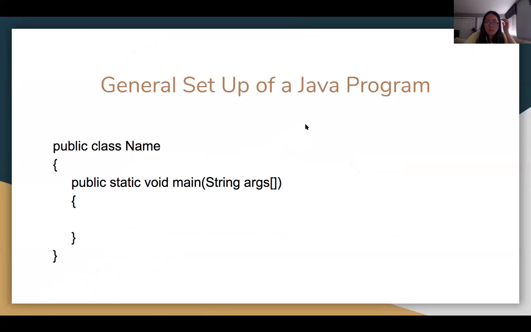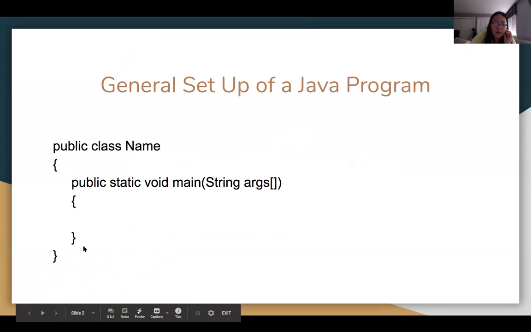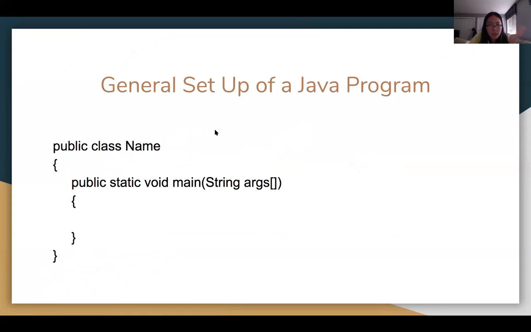All right, so this is a general setup of a Java program. If you looked on JDoodle when I showed it to you, then you can see this is basically what they had on there as well. So the main features of a general Java program is this whole thing.